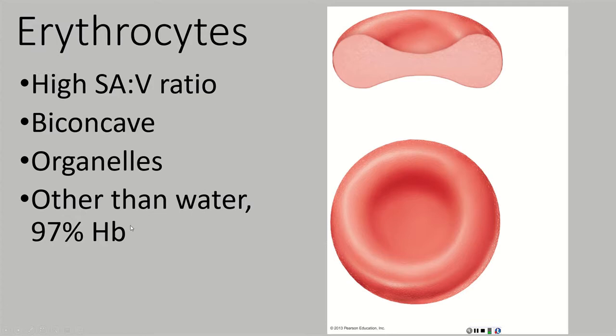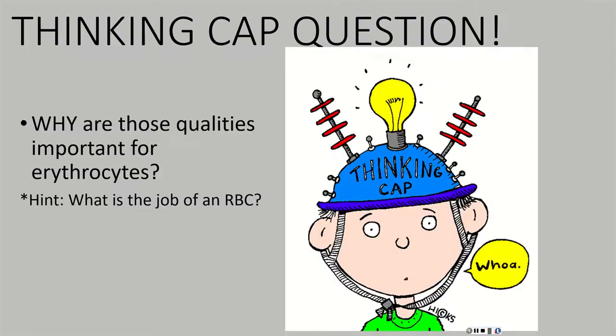And other than water, it's 97% hemoglobin. Hemoglobin is the protein that oxygen binds to. So pack this thing full of the protein that actually does the oxygen carrying. All of those things are really, really good at making the erythrocyte better at carrying oxygen.